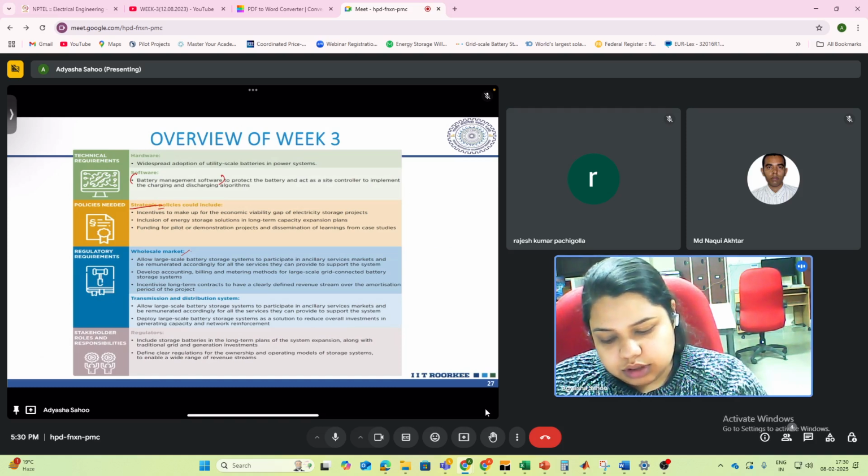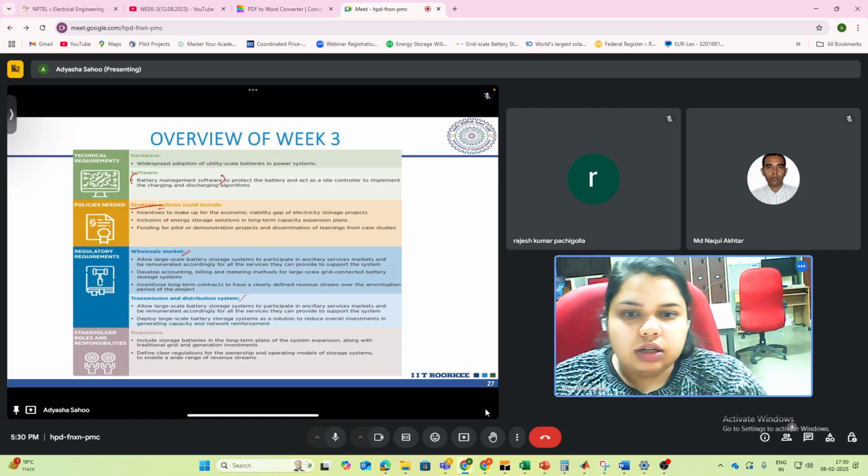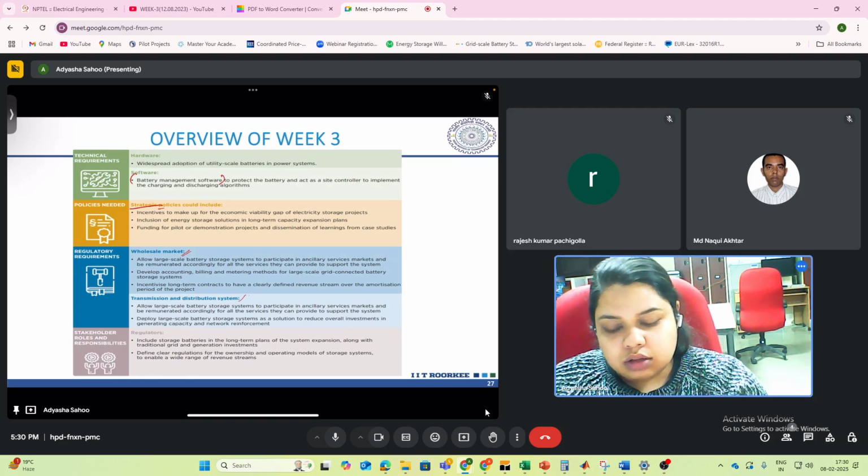Then the transmission and distribution system, which we saw can be facilitated in system operation by peak shaving, time shifting, frequency service, voltage support service, and black start service. So grid investment deferral. All those advantages are being offered to the transmission and distribution system. Then regulators. We need to have clear regulations, clear policies and rules for the adoption of these storage systems.